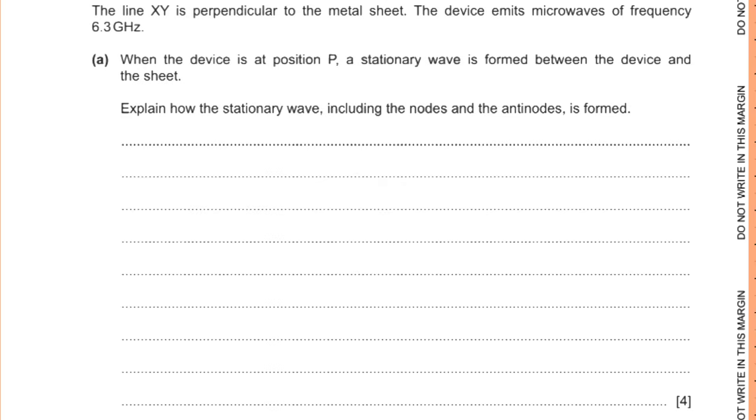So we are used to answering this question as to how the stationary wave is formed. But how do you answer this regarding where the nodes are, where the antinodes are, right? So this is what we need to comment on. So let's just first write what we know, which is that the microwave is incident on the screen, on the sheet, and gets reflected.